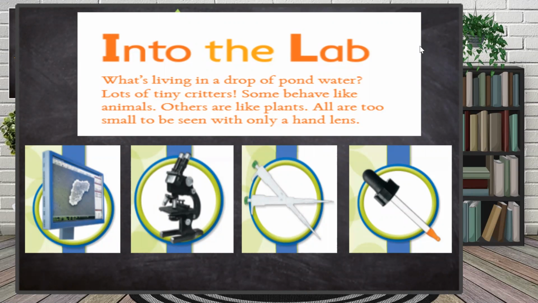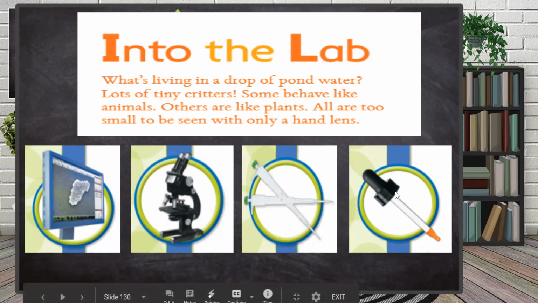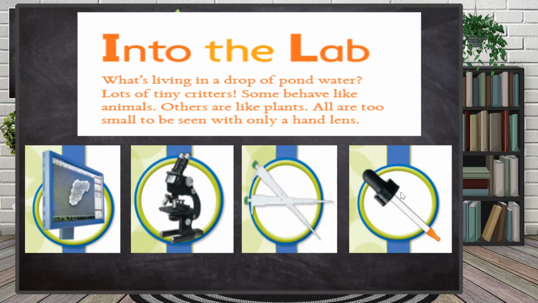Now, we know all that this is a dropper, and in a lab, a dropper will help you to move a little bit of liquid, maybe to put it on a slide so it can make things look bigger under the microscope. And this is called a pipette. It also works like a dropper, but it is really accurate.